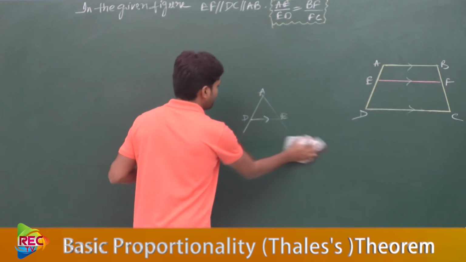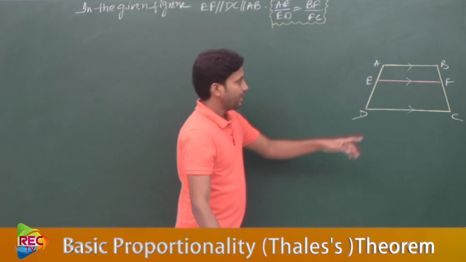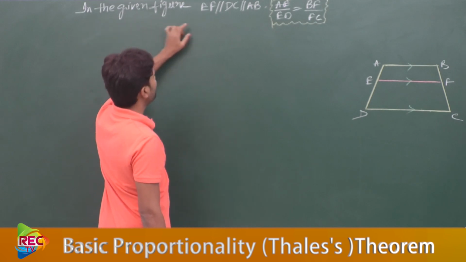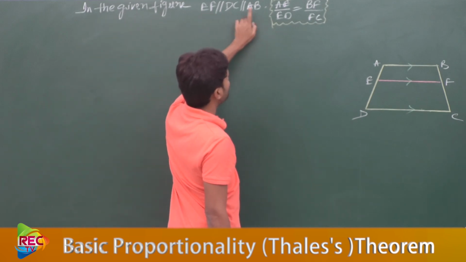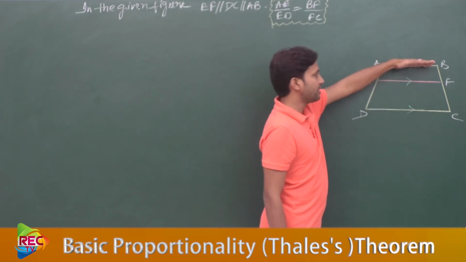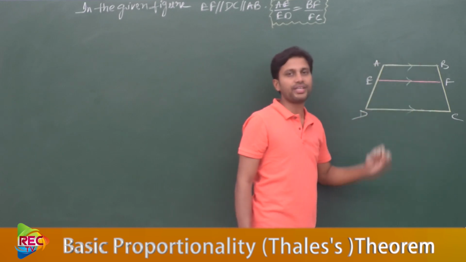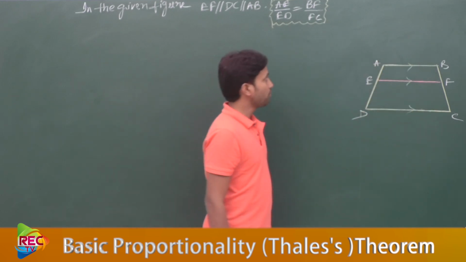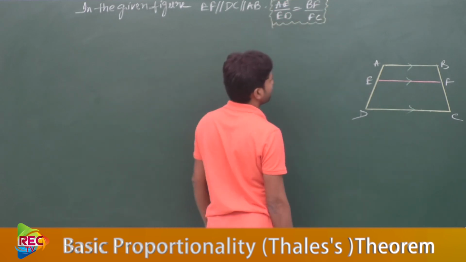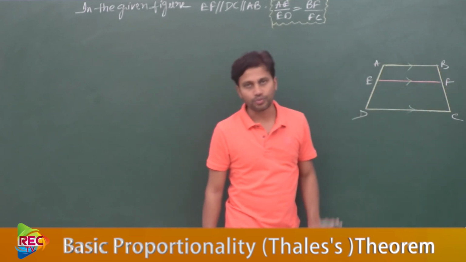So now based on this we are going to do the theorem. What is given in the given figure? EF parallel to DC parallel to AB. This is AB, this is EF, this is DC. These three are given parallel as shown in the figure. And we are asked to prove what? AE by ED equal to BF by FC, that we need to show.